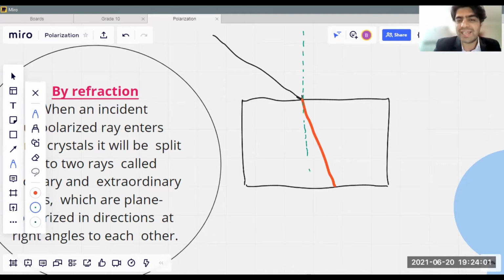Now you can see this angle is known as the incident angle. This angle is theta2, which is the refracted angle, or transmitted angle. This refracted angle is a bit less than the other angle, because in refraction, whenever the ray enters a denser medium, it bends towards the normal. Some part of the ray is going to be reflected. But in polarization by refraction, we are not concerned about this angle.